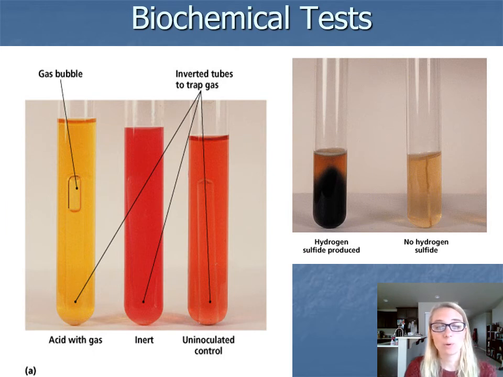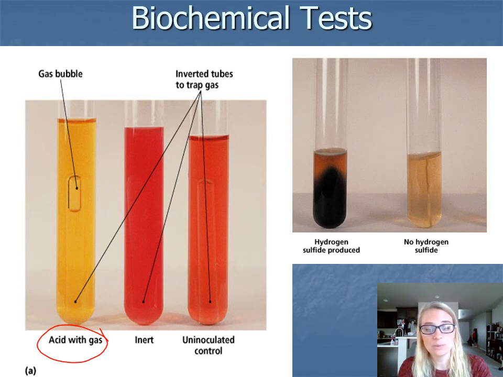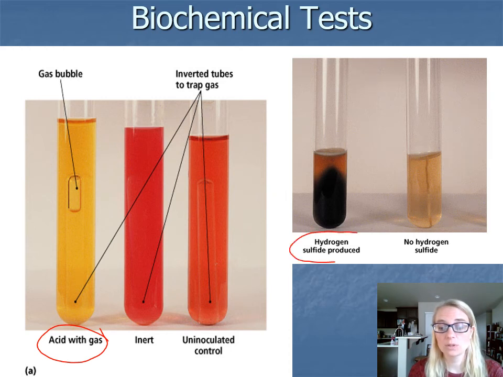You'll be doing some biochemical tests. So sometimes we can classify and group organisms based on the results of how they do different metabolic pathways. So if your organism produces acid with gas when it's fermenting a particular sugar, that's going to be different than somebody that doesn't produce acid or gas as a byproduct. Or this particular organism produces hydrogen sulfide and this one doesn't. So that could group them into different categories.